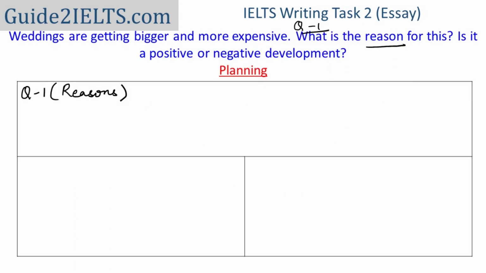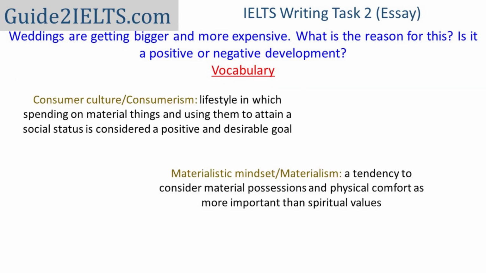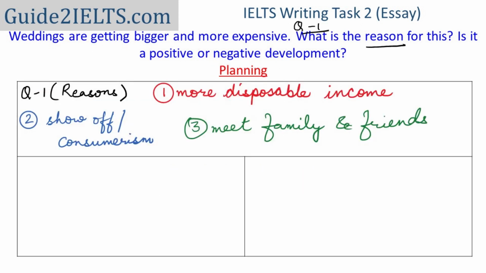So let's think why. One, people have more money than before. They have more disposable income, that is, they have more money to spend. Another reason I can think of is that sometimes big parties are a way to show off, to show the world how much money one has. And consumerism and materialism have certainly increased in recent times. Everything is becoming louder and grander. Another reason is that it is a good way to meet family and friends. Whenever there is a grand celebration, we meet people we have not met in a long time.